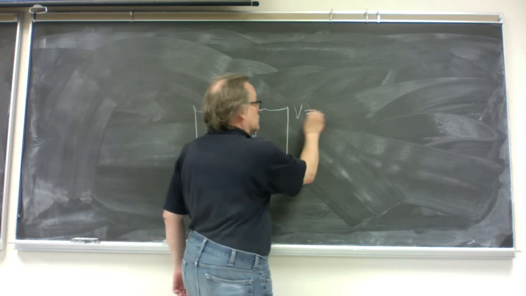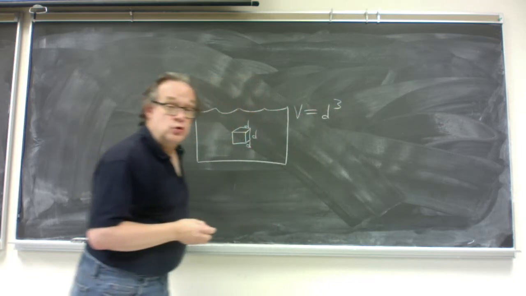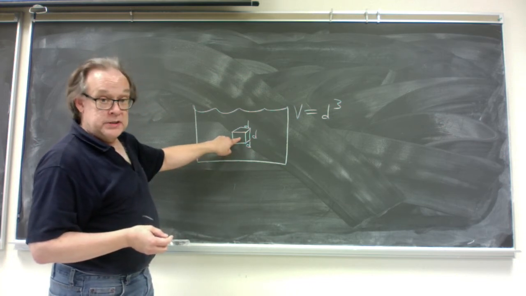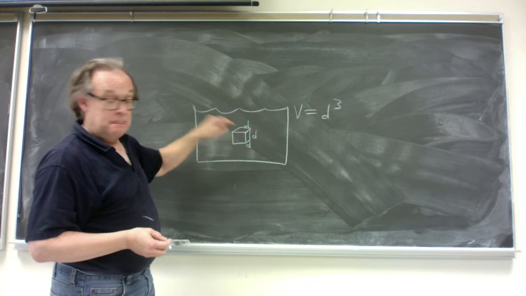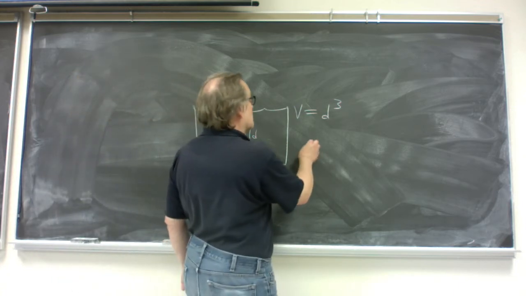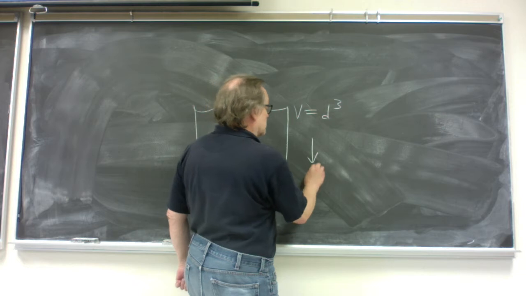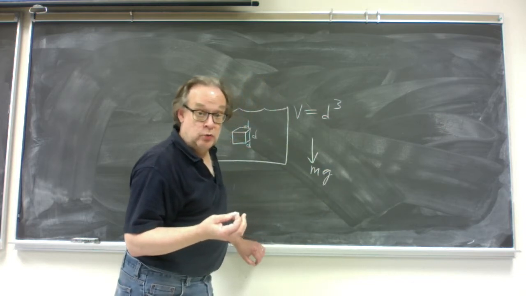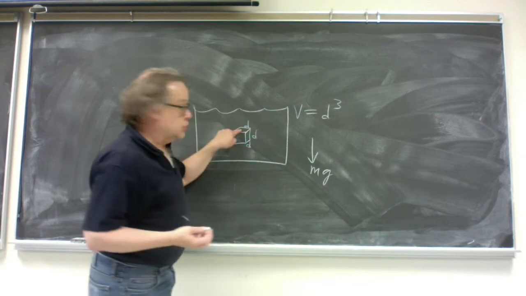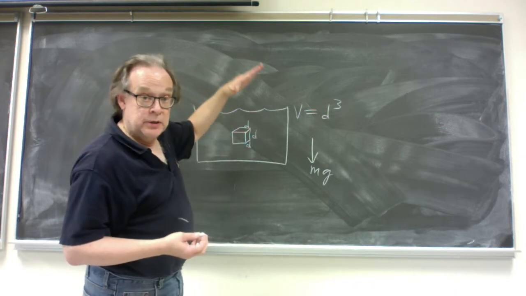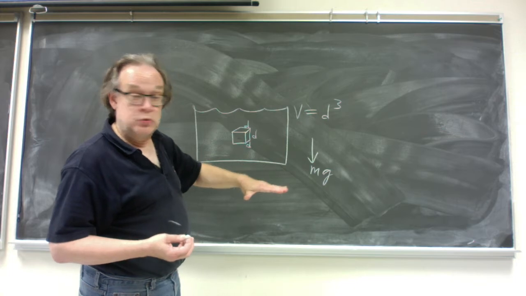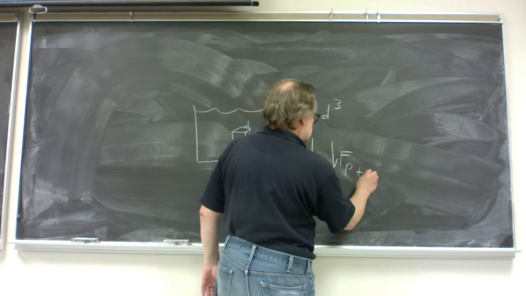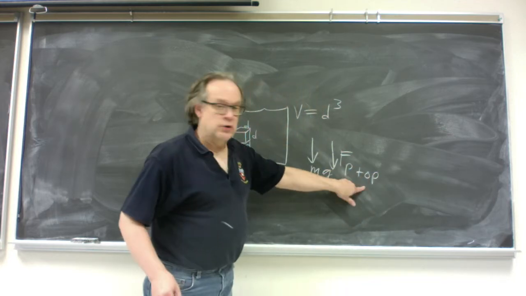So the volume, of course, is d cubed. Let's think about all the forces on that object. There's the weight pulling down, and there's one more downward force. There's pressure on the top side. That pressure on the top side is causing a force that also pushes down. So we'll call it force from pressure on the top.